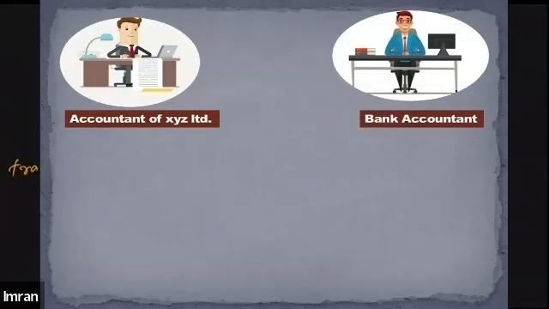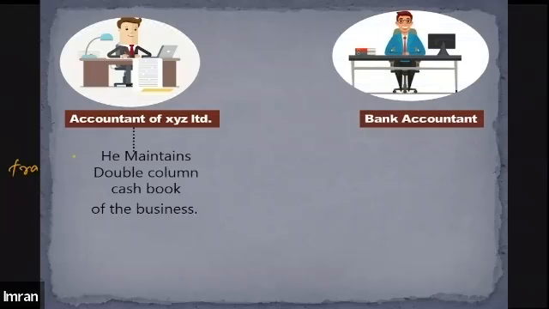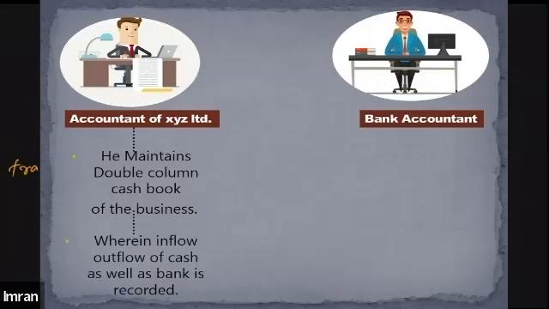Now what happens? The accountant of XYZ Limited maintains the double column cash book of the business, wherein he records all the cash-related and bank-related transactions, right? So the inflow and outflow of cash as well as bank is recorded. You already know how the double column cash book works, right? We already covered the topic relating to the cash book.